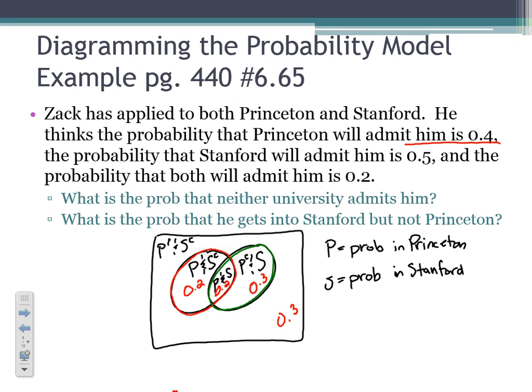And now I can use this diagram to answer these questions pretty easily. What is the probability that neither university admits him? Well, that'd be outside of those 2 circles. So that probability is 0.3. And the probability that he gets into Stanford, but not Princeton? Well, that's this little moon shape that we drew right here, which is also representing 0.3. Okay? So sometimes it's very useful to diagram out a probability setting and then use that to answer questions.